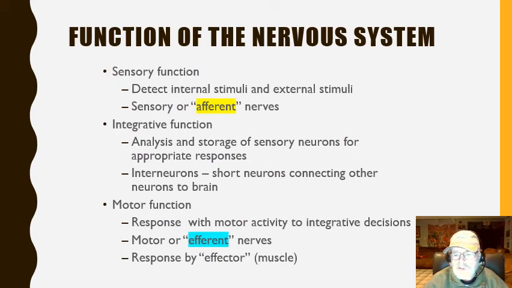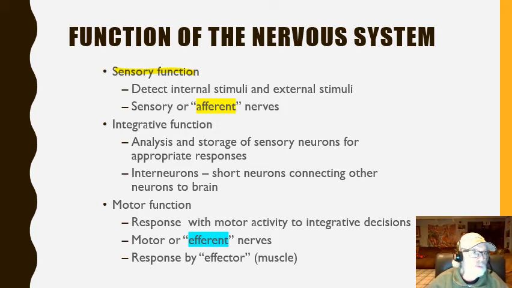Now, what's the function of the nervous system? We'll talk a lot more about this later on down the road when we talk about nervous system function. There are a number of different things that the nervous system does, and it's sort of amazing. It's a multitasker. Sensory function: the nervous system is really important in detecting all types of internal and external stimuli so the body can make responses to it.